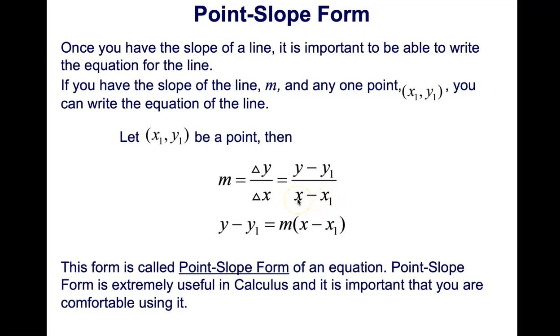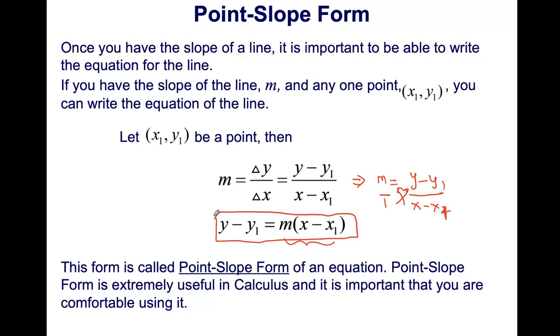At this point, you can cross multiply and your new equation will be y minus y1 is equal to m times x minus x1. When I say cross multiply, what I mean is, I can also write it like this: m is equal to y minus y1 over x minus x1. So when I cross multiply, x minus x1 times m gives me this part over here, and y minus y1 is over here. So this is my equation of a line in point slope form.